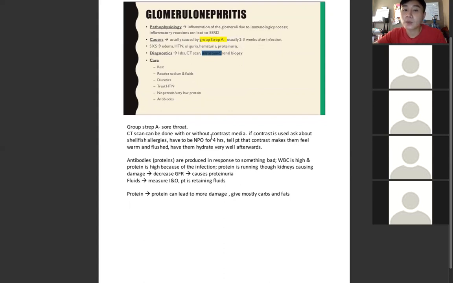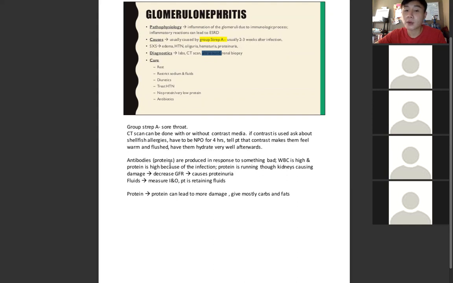CT scan can be done with or without contrast media. If contrast is used, ask about allergy history. Have the patient NPO for 4 hours. Tell the patient that contrast makes them feel warm and flushed. Have them hydrate very well afterwards.